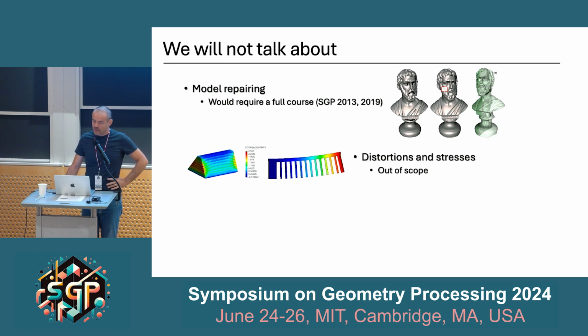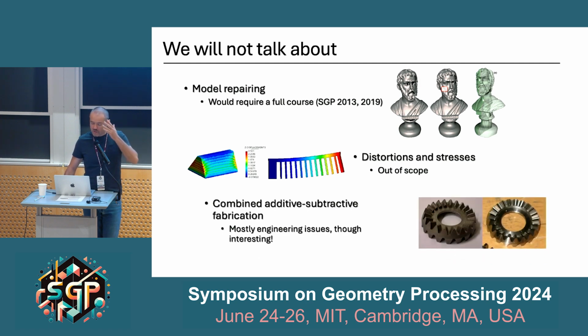We will not talk about residual stresses and distortions of the objects being printed. This is something very interesting, but slightly out of scope for this kind of audience. And we will not talk about combined additive and subtractive manufacturing. This is something very useful because you create a slightly larger stock material object using 3D printing that you can finally refine using subtractive technologies, which are typically more precise.